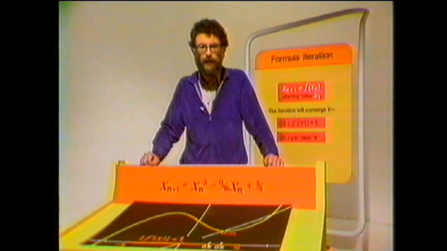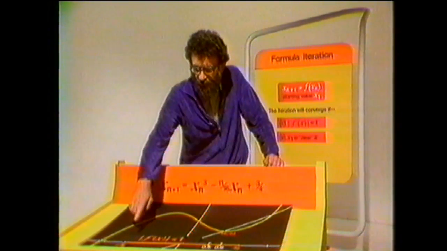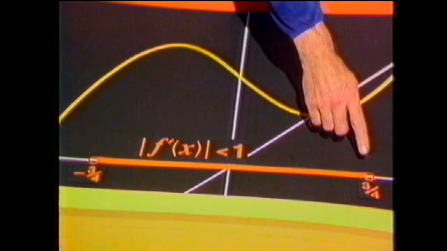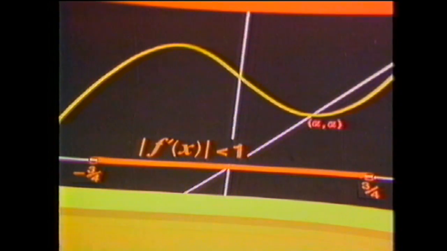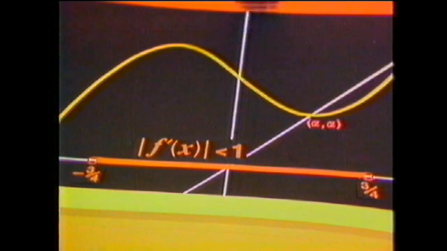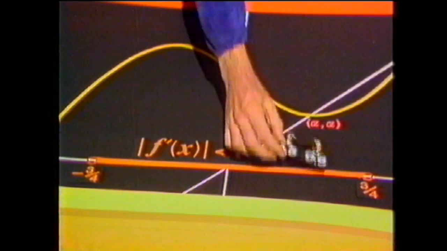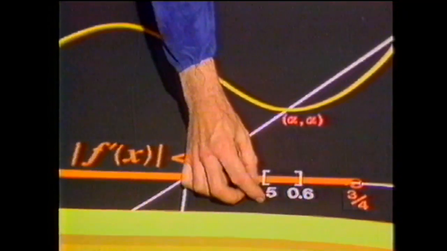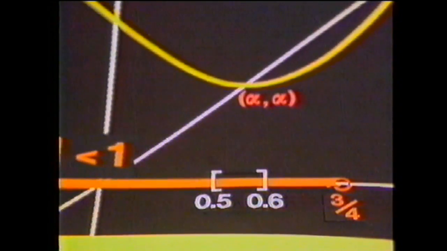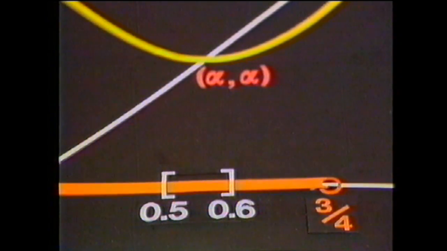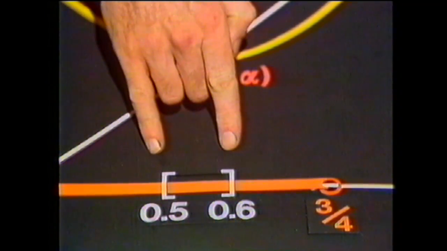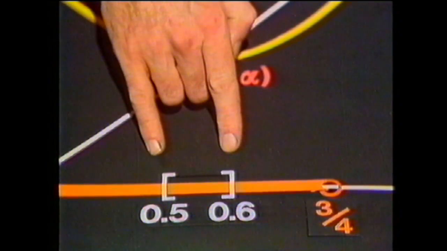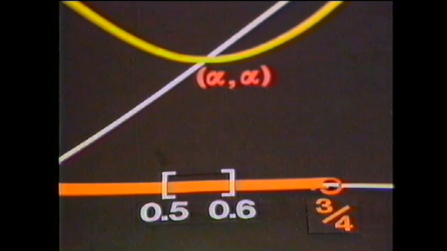Now I know that the first condition is satisfied between minus 3/4 and 3/4. And from the graph, I can see also that I have a solution somewhere around here, between about 0.5 and 0.6. So let's test to see if any starting value in this interval will give me a convergent system. Do I have enough elbow room on either side?